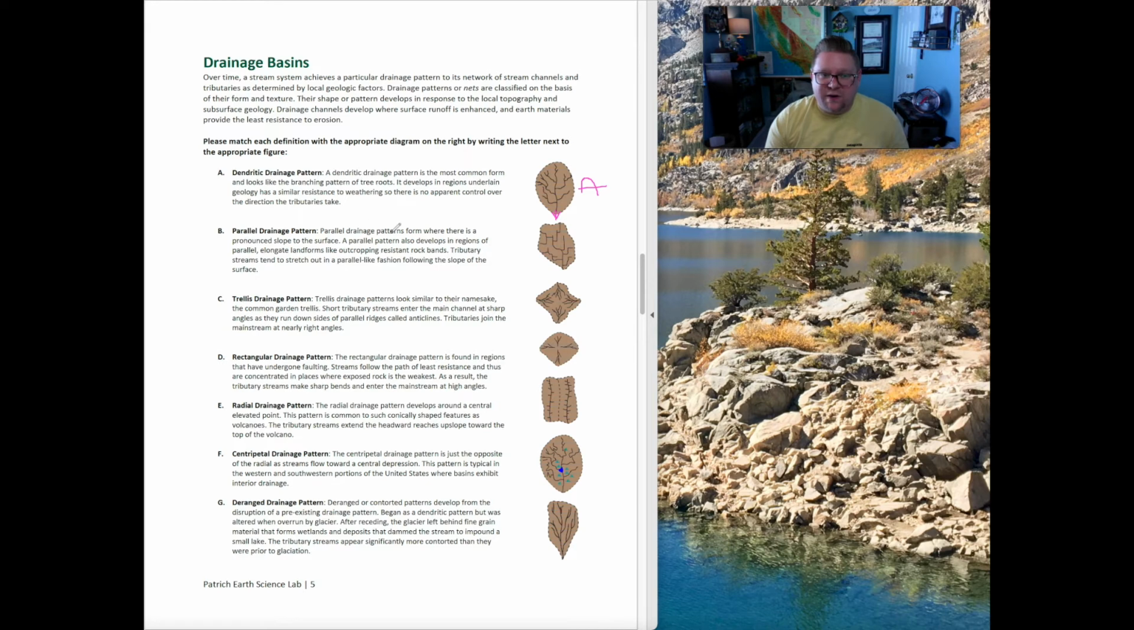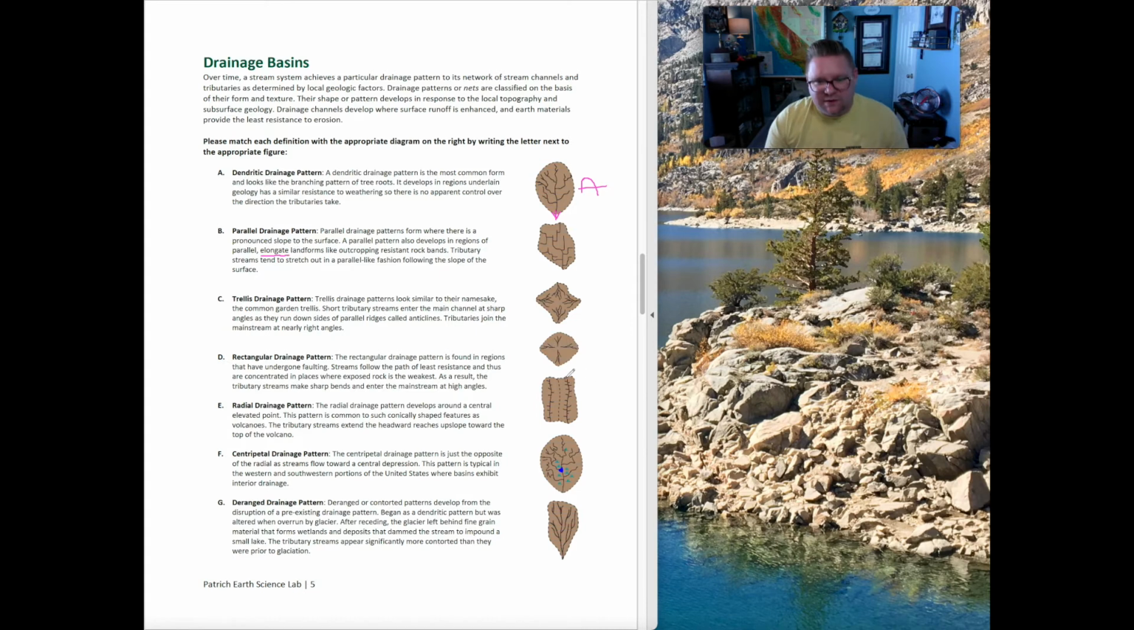Parallel. Parallel drainage patterns form where there's a pronounced slope. So it doesn't necessarily mean it has to be parallel, but there's a very distinct slope. A parallel pattern also develops in regions of parallel or elongated landforms, like outcrops of resistant banding.